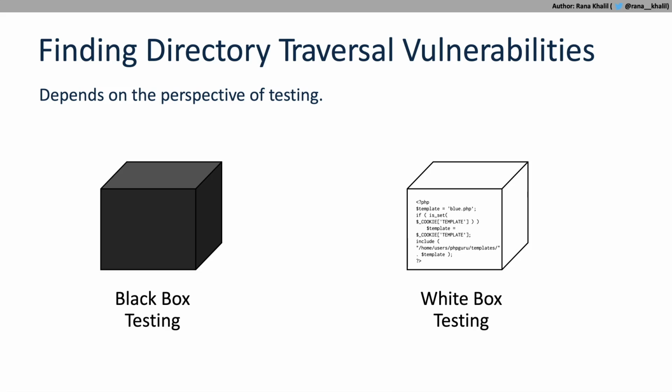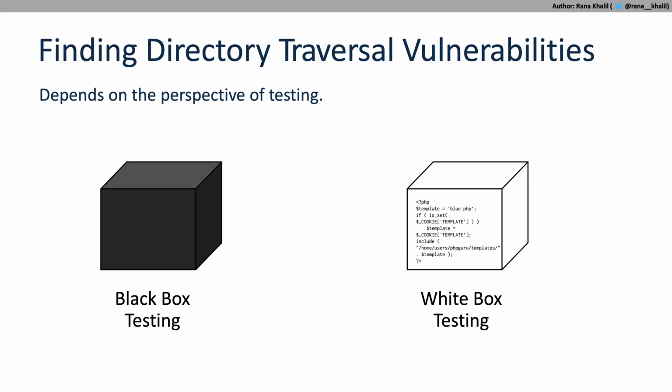The tester would be given complete access to the system, including access to the source code of the application. Now, there's a third category that I haven't included on the slide. It's called gray box web application pen testing. This is a combination of both white box and black box pen testing, where the tester is given limited information and access to the system.